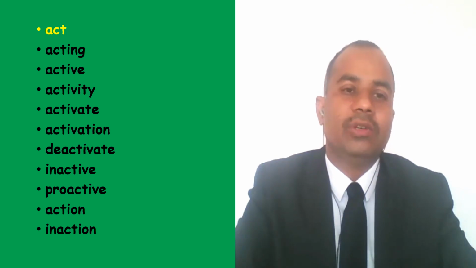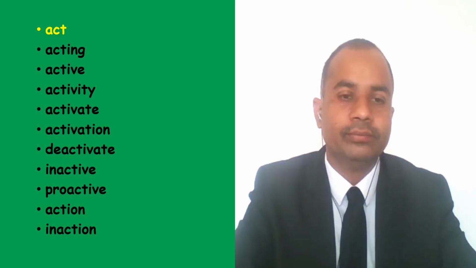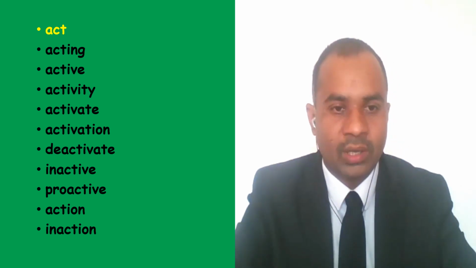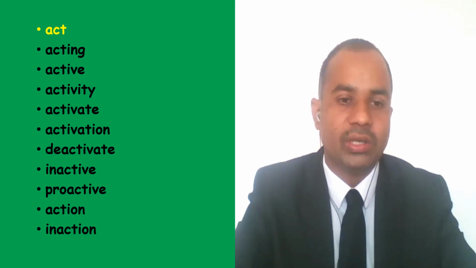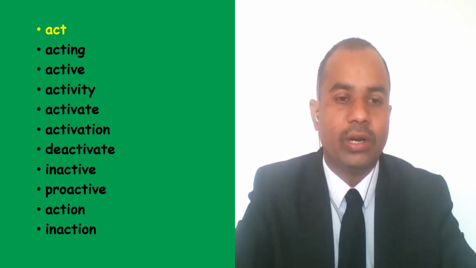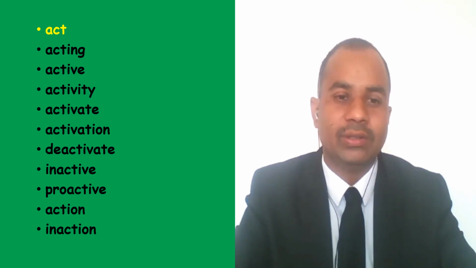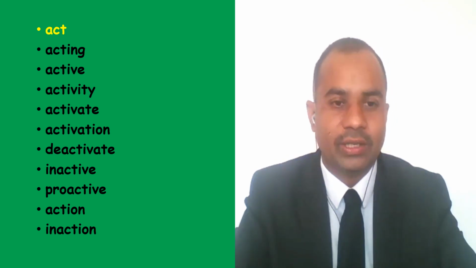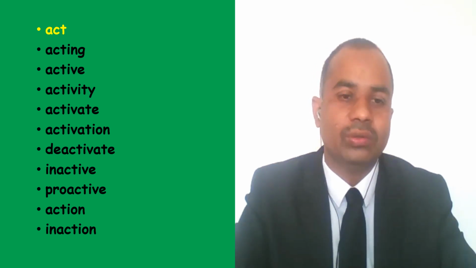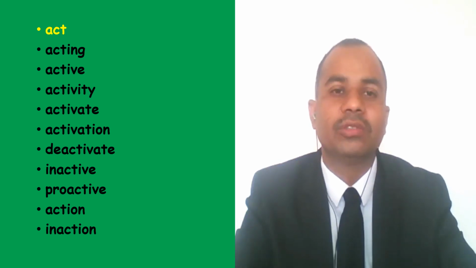See how many words we can derive from act. We have act, acting, active. Then we have activity, activate, activation, deactivate, inactive, proactive, action, and inaction. So inactive and inaction are negative, whereas proactive is acting with more power, enthusiastically. So the other words, active and activation and deactivation, are the negative pairs or antonyms.